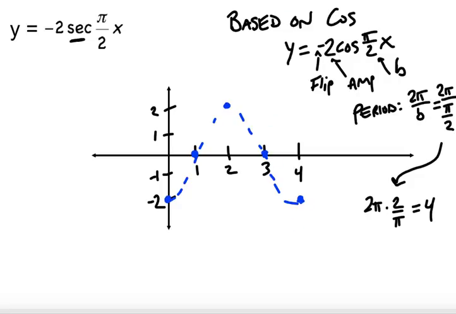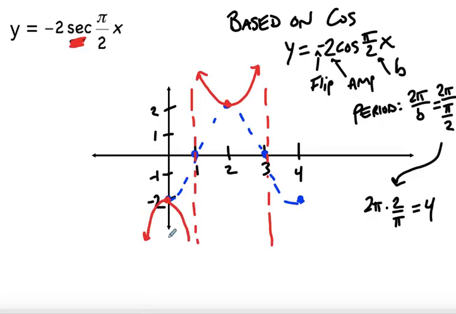So now, if we're going to graph our final answer, I'll do it in red. Wherever cosine hits 0, that's where the asymptote is going to go. So here and here. And then at the top of the bump, that's where you're going to draw your U shape. So then here, down at the bottom, it'll look like that. And down here, it'll look like that. So that would be our secant graph.